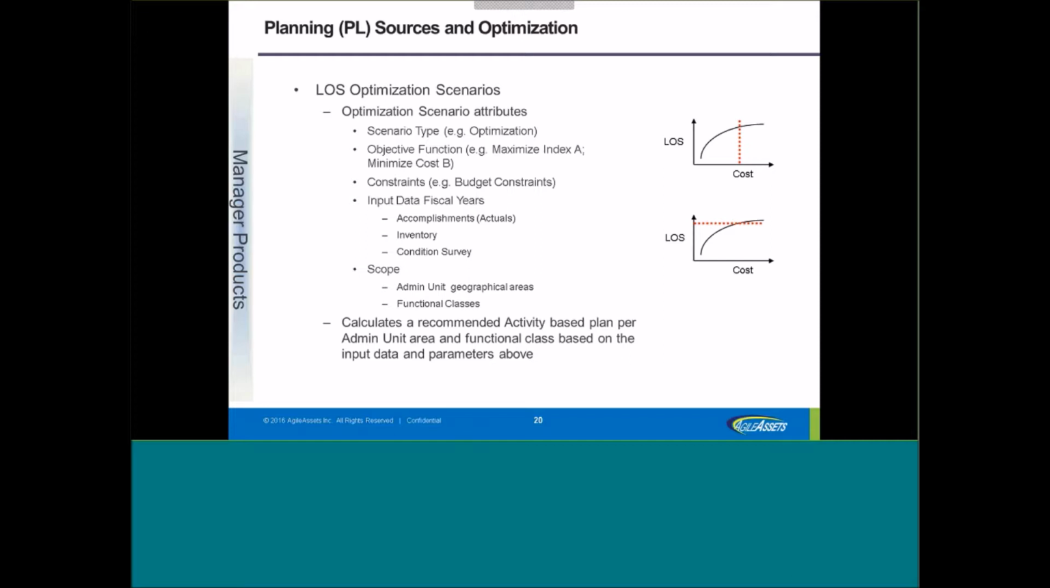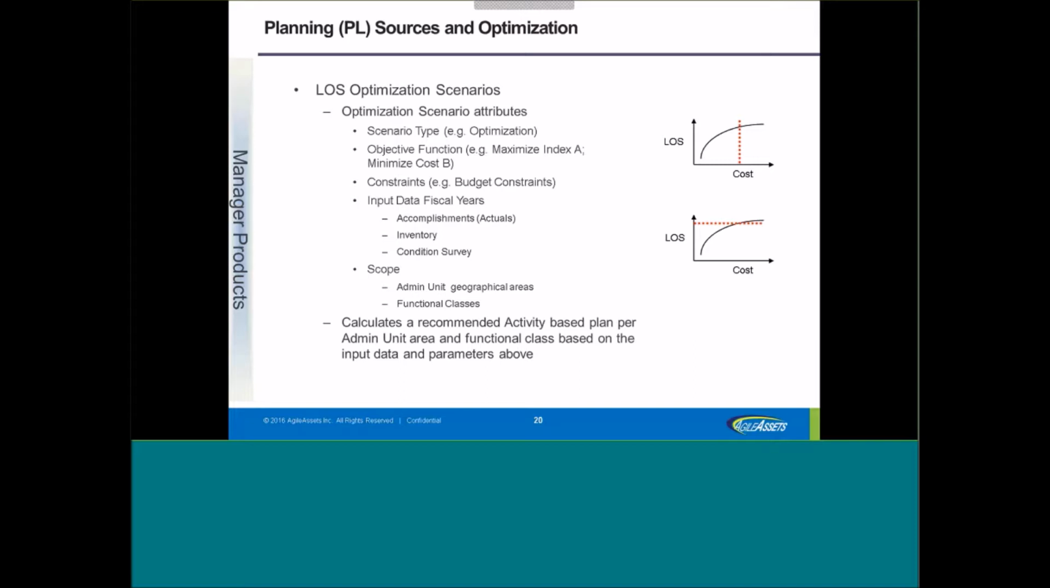And then, of course, your scope. You can set up these optimization scenarios for your entire state organization, for instance, if you're a state, or your entire network, or you can look at specific parts of that network, for instance, specific administrative unit geographical areas or functional classes within that area. So, for instance, you might want to look at just your interstates in this particular district. You might want to look at just interstates right across the board, or you might want to look at all your functional classes within a particular district.